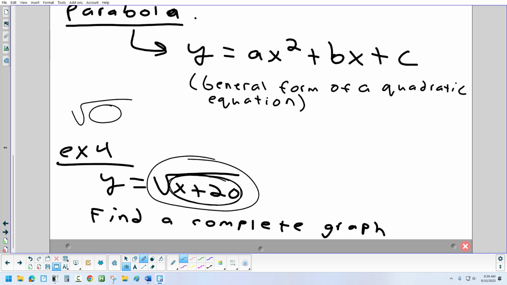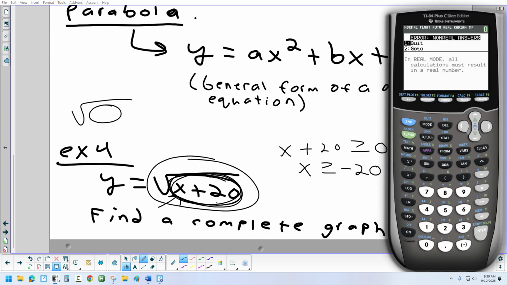So we have to make sure that this, x plus 20, is always 0 or higher. If you move the 20 to the other side, that tells you what x has to be, which is what was just said: any number negative 20 and up. If you plug in negative 21, you're going to have a problem here, because negative 21 plus 20 is negative 1. Don't want to take the square root of a negative number. Square root of 0, no problem.